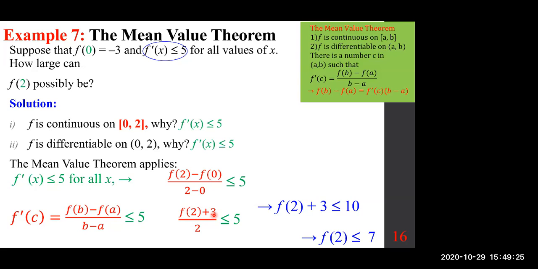So let's quickly recap. F of 0 is known. F prime is known to be less than or equal to 5. And we are interested in finding f of 2. Because f prime is less than or equal to 5, we don't have any problem with the continuity and differentiability. Then we use the fact f prime is less than or equal to 5, and we say f prime of c, which is f of b minus f of a over b minus a, is less than or equal to 5, and therefore everything else follows. I hope we are okay with this.